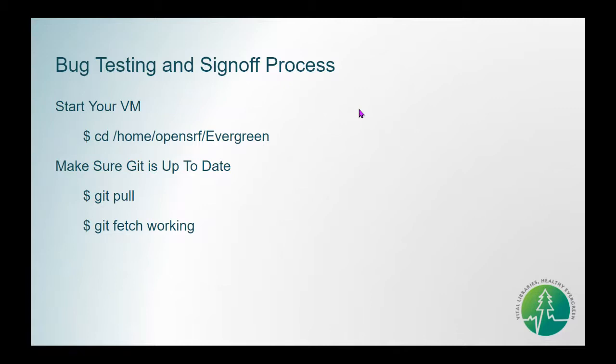I usually do a Git pull, which will go to the Evergreen repository and pull down the latest master code. That's not always totally necessary, but I just do it as a matter of course, so it's always up to date. The next thing I do is a Git fetch working, which will pull down the working repository, which has all the branches in the Launchpad bugs that you want to test.